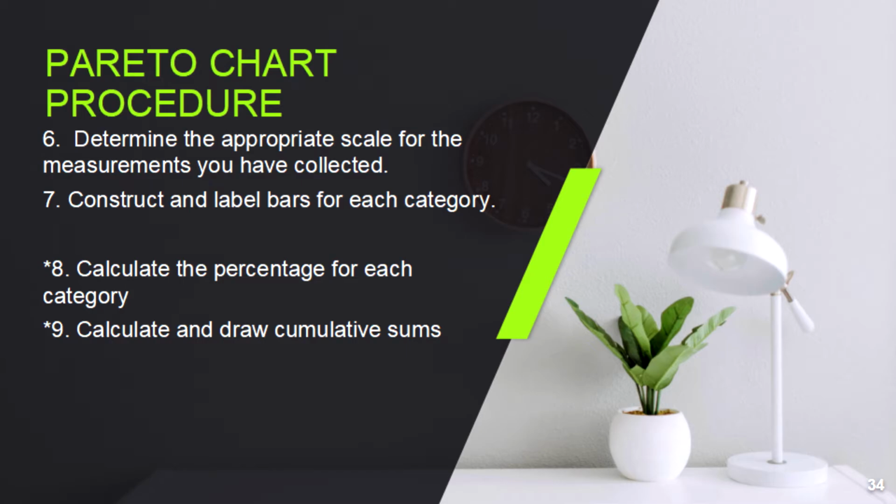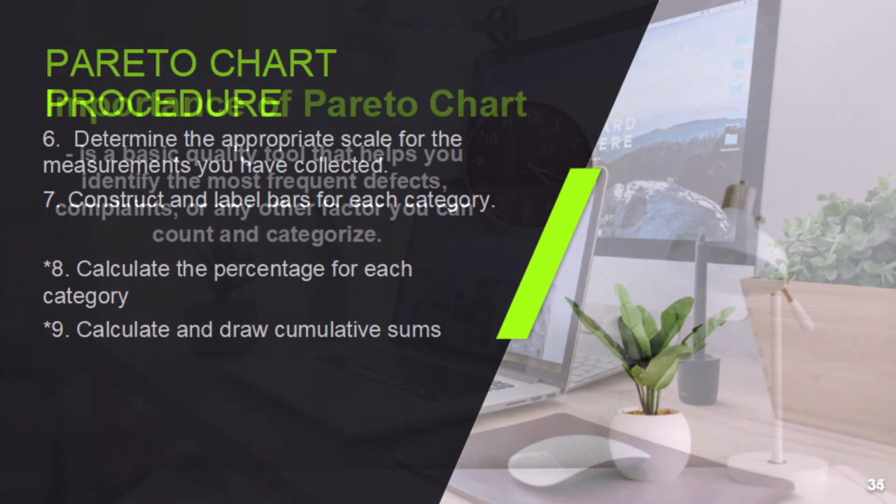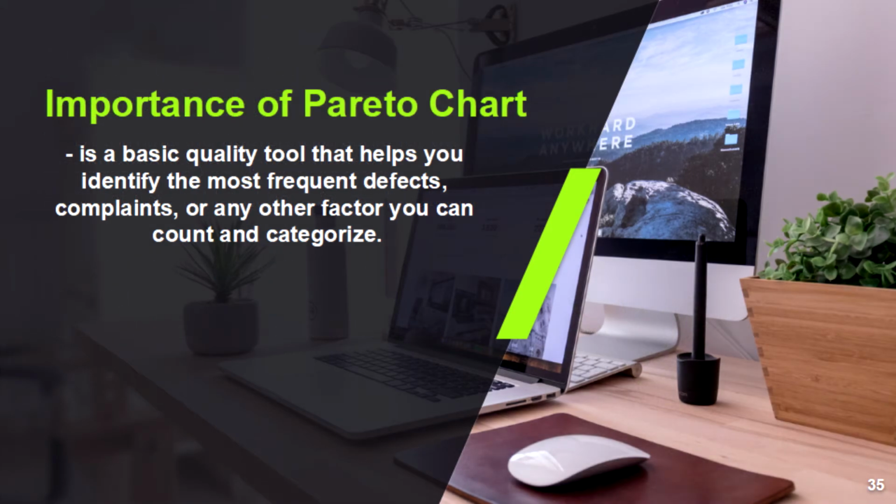The last dot should reach 100% on the right scale. The importance of a Pareto chart is it helps a person identify the most frequent defects, complaints, or any other factor that can be counted and categorized.